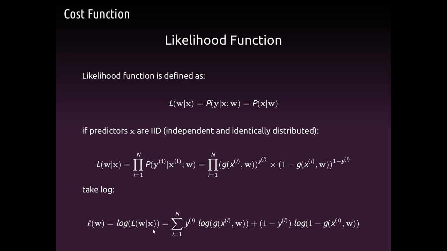So we will have that the log likelihood equals the summation of y super i multiplied by the log of g of x super i and w, plus (1 minus y super i) multiplied by the log of 1 minus g of x super i and w. And of course, the product sign here is converted to the plus sign.